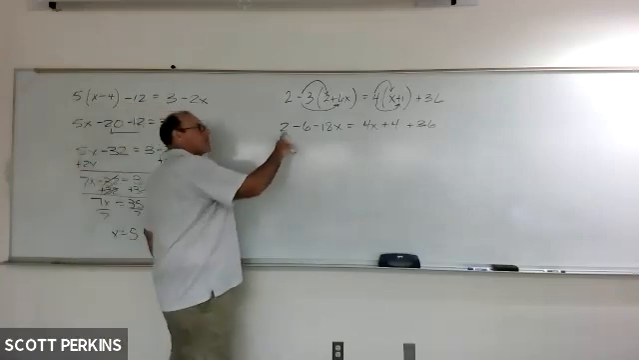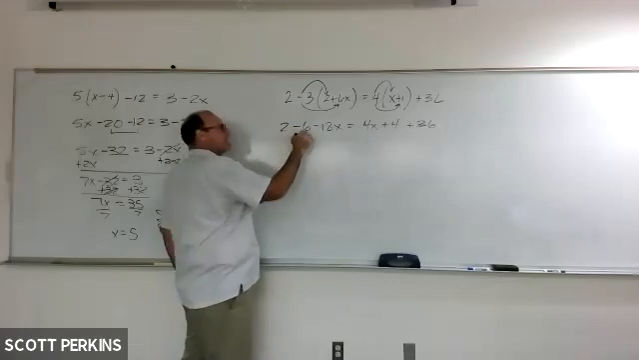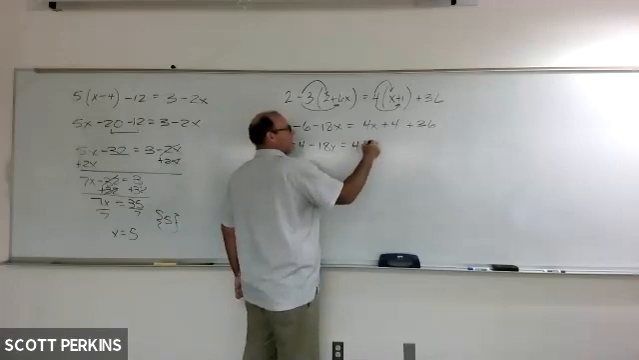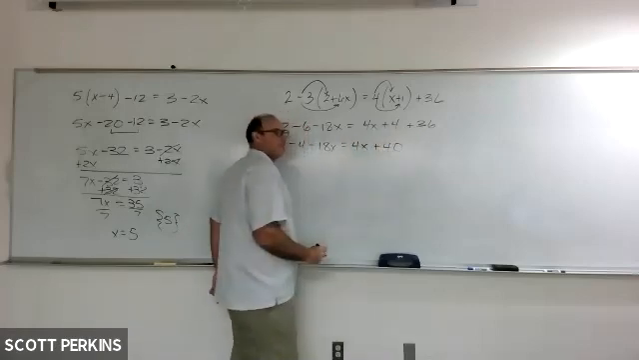Collecting those like terms. The 2 and the -6, both of these do not have x's, so 2 minus 6 is -4. And then the 4 and the 36 both don't have x's, so that is 40.